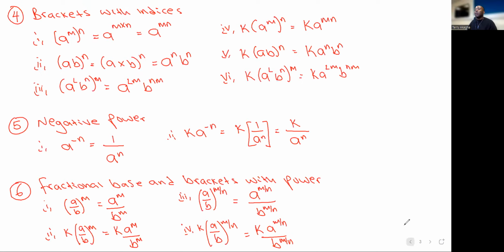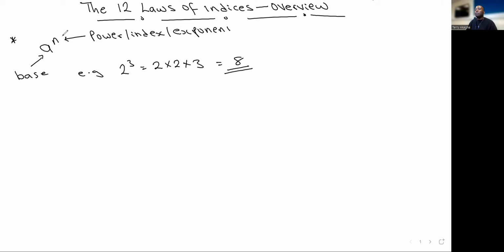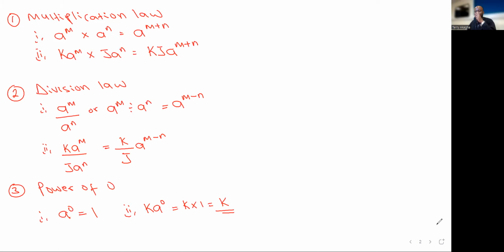Number 7, the 7th law. Don't worry, we're going to talk about each and every one of these. Now, what about if we have a positive fractional power? This time we're having a positive fractional power. That's number 7, positive fractional power. Now, what do you do? The power is now in fractions. So what does that mean? How do we solve that?